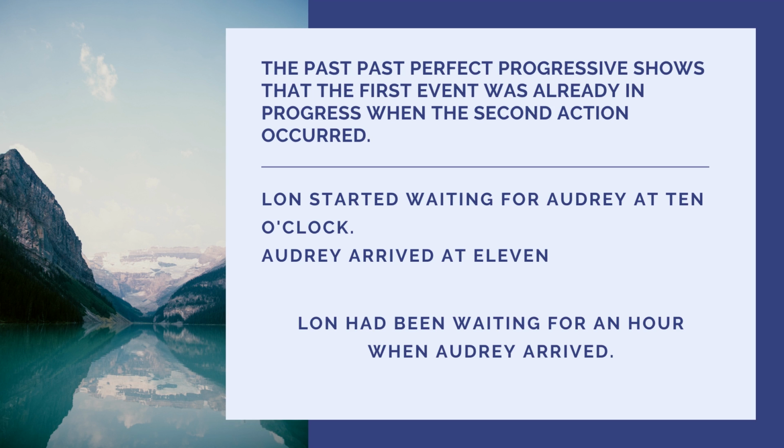Now we know that the first action was that Lon was there waiting for Audrey, and that the second action was that Audrey arrived, since we are using the past perfect to signal the position of the events in time.